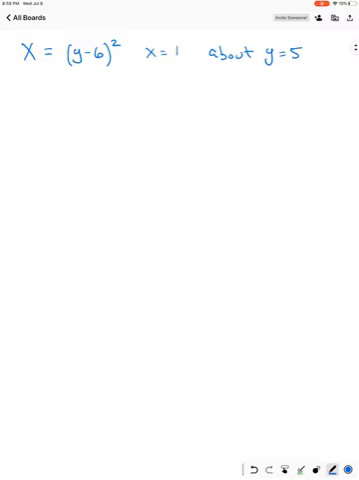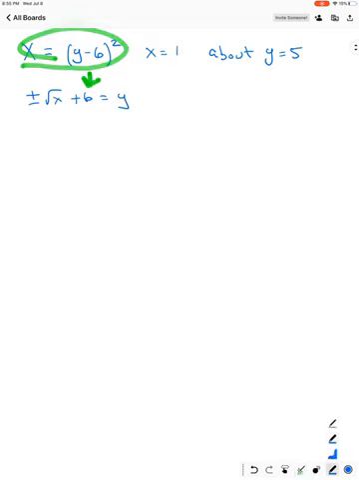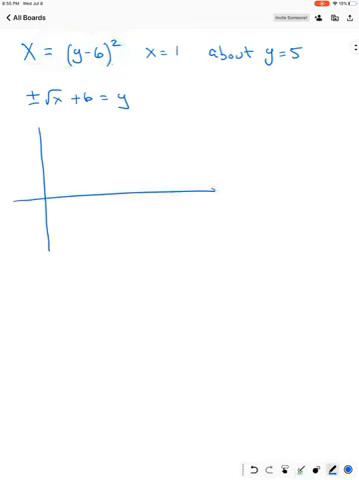Okay, let's just work through the setup of this problem. So that I can sketch what's going on, I'm going to solve this for y. So I get plus or minus the square root of x plus 6 is equal to y. That's converting the shape we were given into terms of y. The reason I'm doing that is only because then I have a better sense of what it looks like on the graph with respect to y.